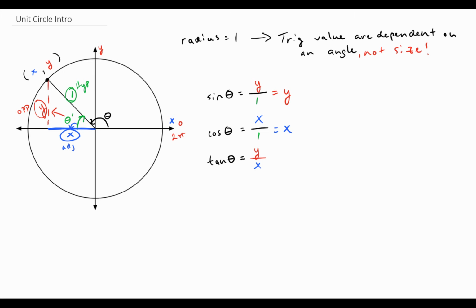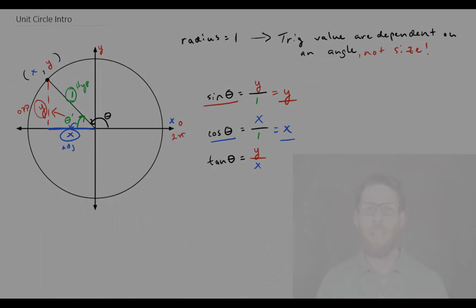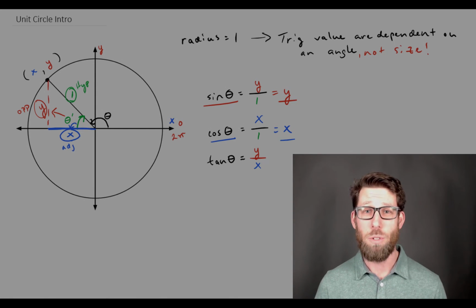So in other words, when we're dealing with the unit circle, we know that sine is just equal to the y part of our coordinate. Cosine is just equal to the x part of our coordinate. And tangent is just equal to the ratio of those two things, y over x. And that's it. That's the basis of the unit circle.